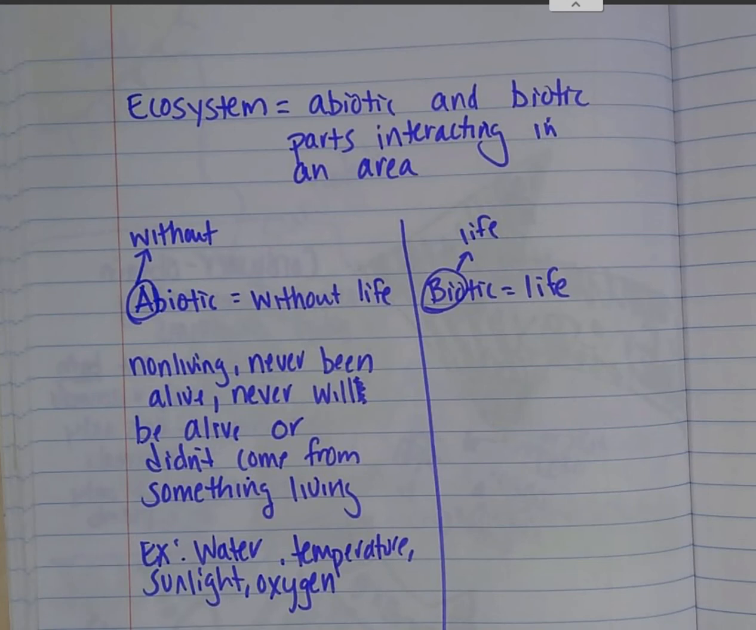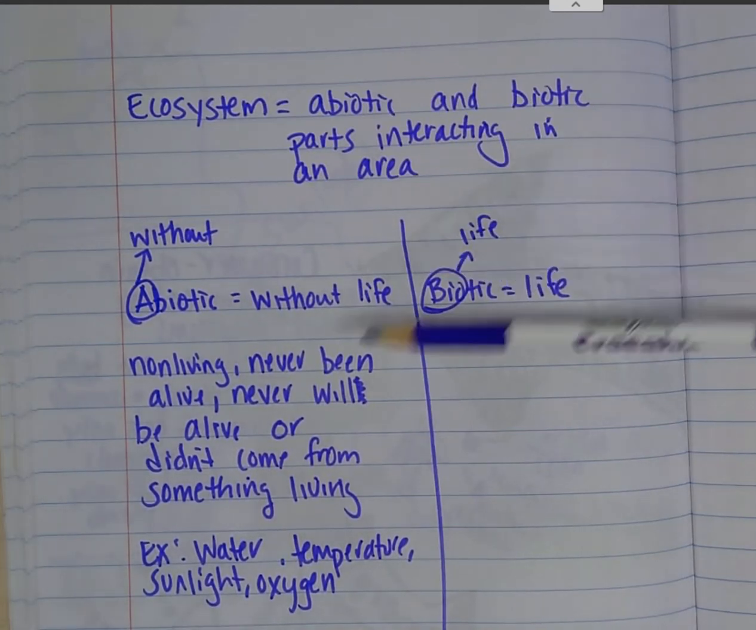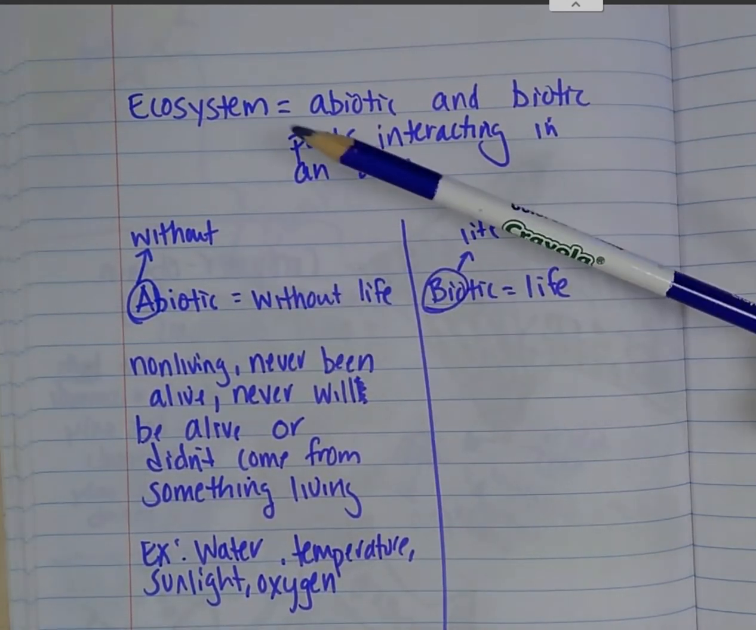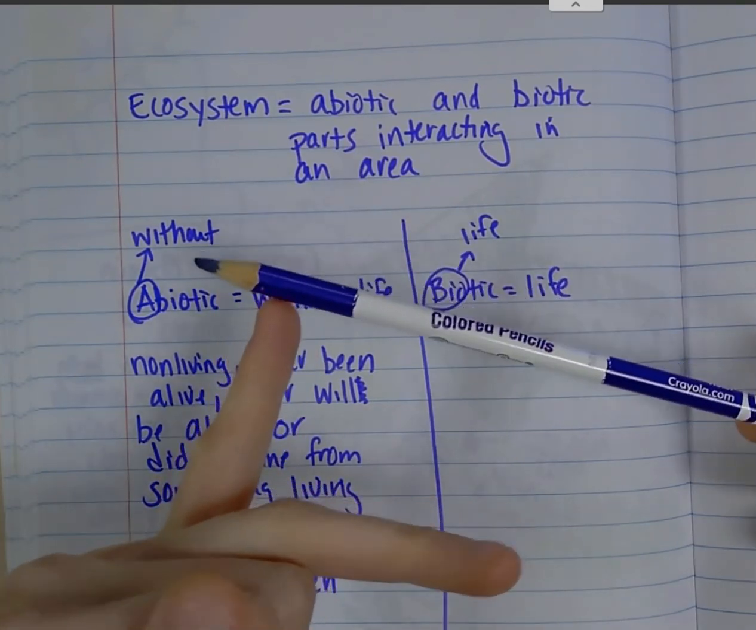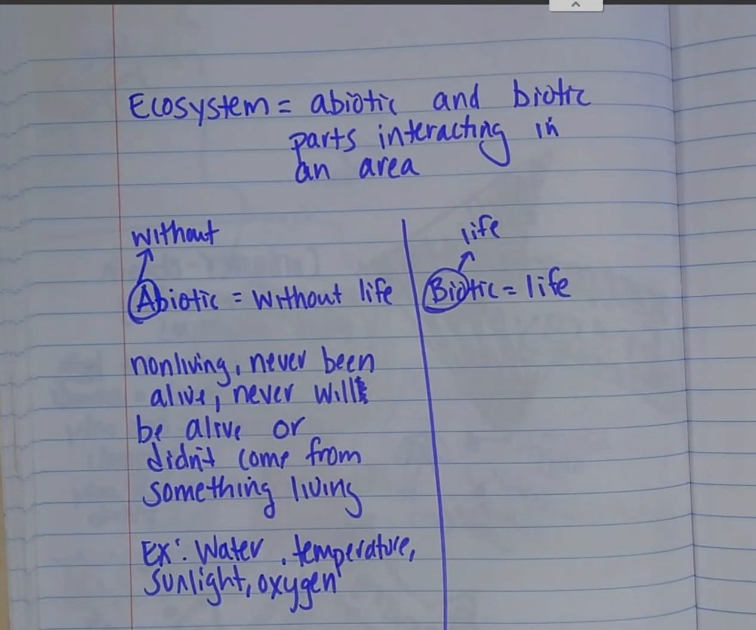Because even if we're talking about, let's just say, my colored pencil. Colored pencils obviously don't look like they're living, but they're made of wood, and wood comes from trees, and trees were once alive. So therefore, abiotic means without life, never been alive, never going to be alive.